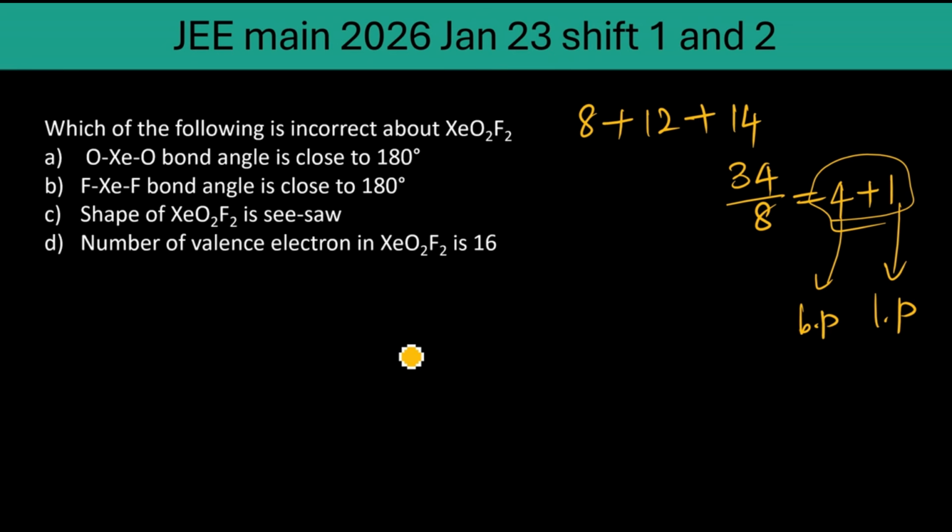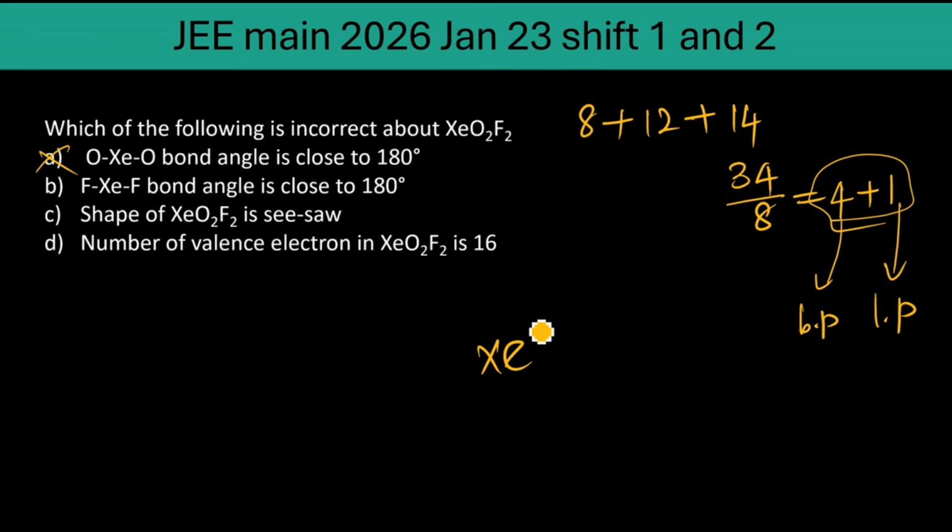Right. So let's see what they have given. The O-Xe-O bond angle is close to 180. The geometry of XeO2F2 is trigonal pyramidal, and the Xe is shaped with 1 lone pair on it. Right. So which is close to 180, that is incorrect.